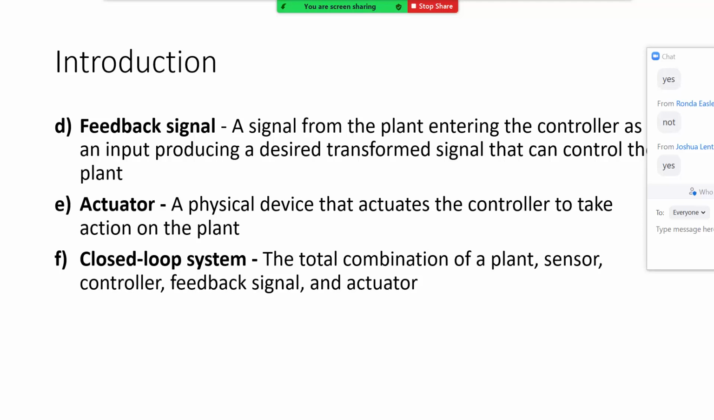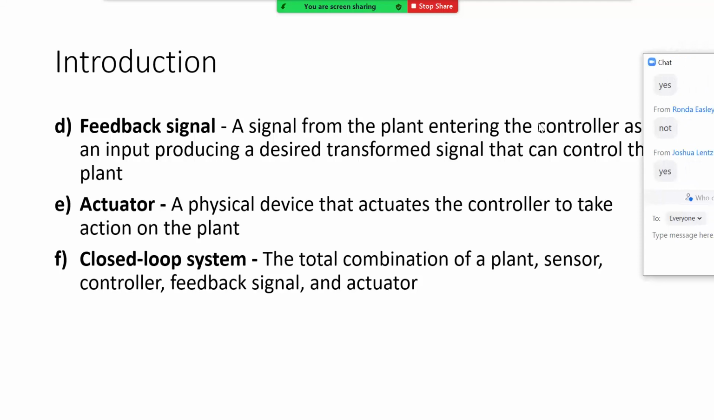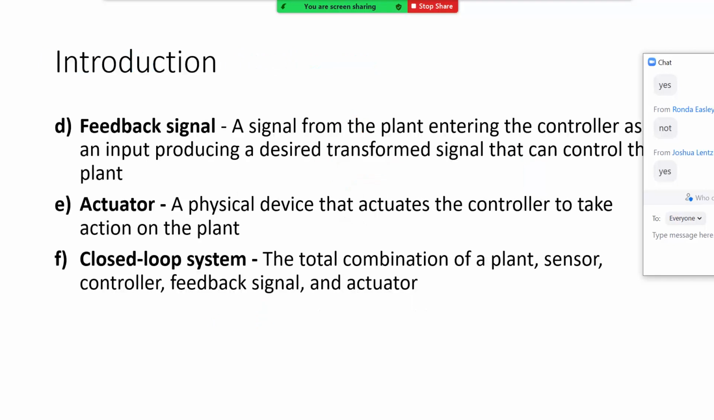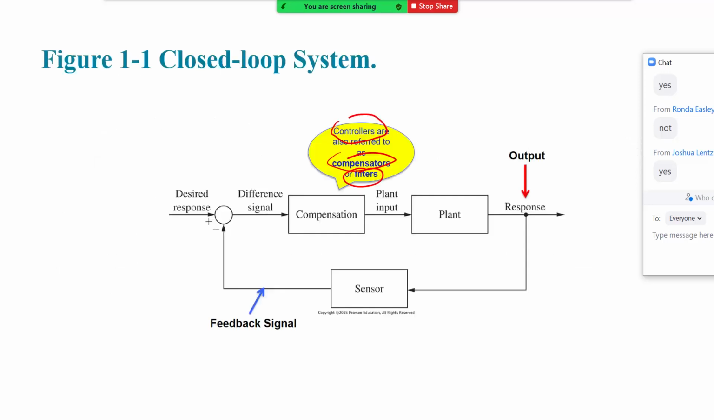Feedback signal: the signal from the plant entering the controller as input, producing a desired transformed signal that can control the plant. So this is our feedback signal, the signal that is the output of the sensor that is fed back. And then we have an actuator, which is the physical device that actuates the controller to take action on the plant. So if I'm trying to control a position, for instance, of an object, then the actuator will be the motor that is going to move that object.